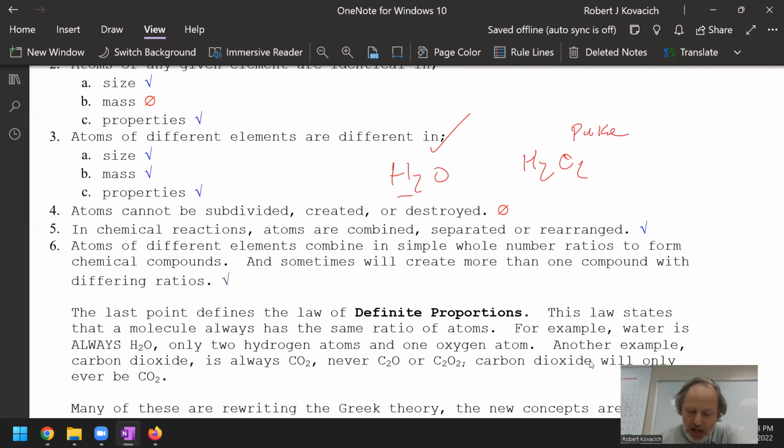So these are both hydrogen and oxygen, and they're different molecules, and they have specific ratios. And if I have anything that's two H's and an O, that's water. And anything that's different, like 2 H's and 2 O's, that's not water.